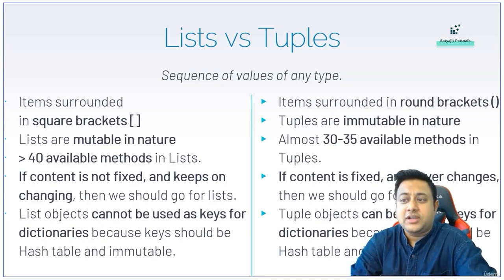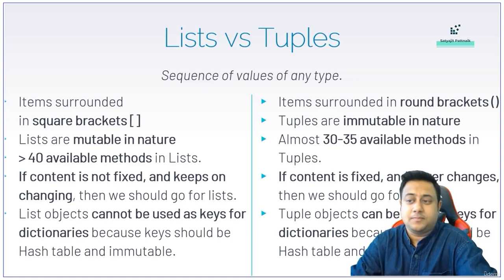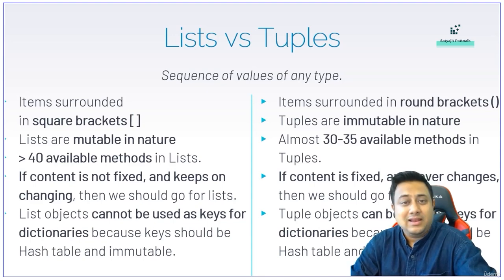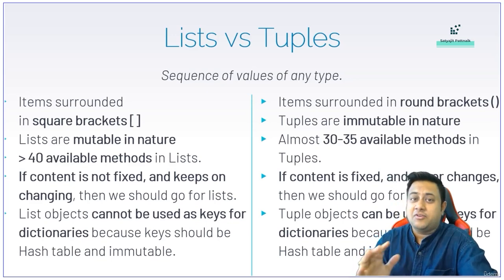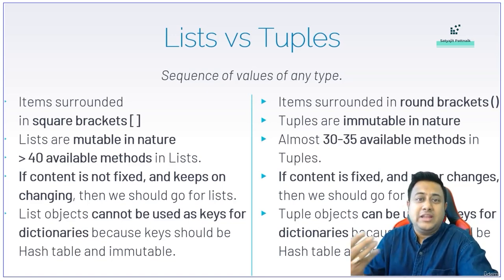There are more than 40 available methods in lists. And when it comes to tuples, there are around 30 to 35 available methods. If content is not fixed and keeps on changing, then we should go for lists. If content is fixed and never changes, then we should go for tuples. So it all depends upon which scenario you are dealing with. Based on the type of data, based on your requirements, you have to define your data structure.